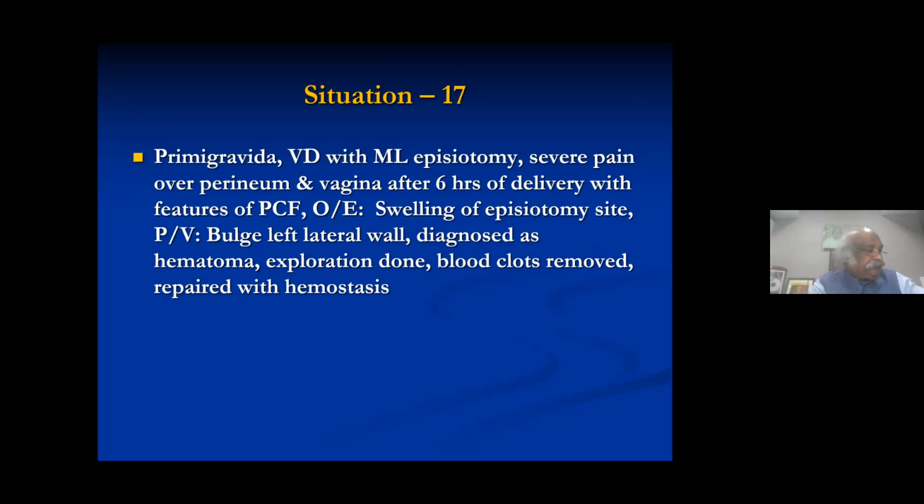A primary gravida, vaginal delivery with medio-lateral episiotomy, had severe pain over the perineum and vagina 6 hours after delivery with features of peripheral circulatory failure. On examination, apart from hypotension and tachycardia, there was swelling of the episiotomy site and a bulge in the left lateral wall. Diagnosis was hematoma. Exploration was done immediately. Blood clots were removed and it was repaired with hemostasis.